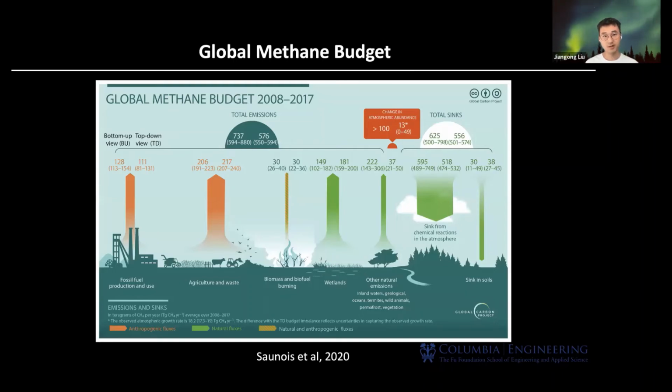This picture shows the global methane budget. These different arrows pointing up or down show the sources and the sinks of methane, and these different figures show the estimates of these strengths using different methods like top-down or bottom-up methods. And this is the methane emissions from wetlands. So basically the strength of this source can represent about a third of the sources of methane. So it's quite important to understand the methane dynamics in wetlands.